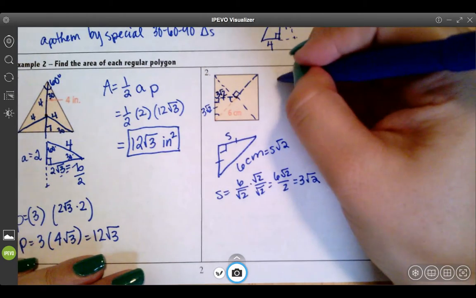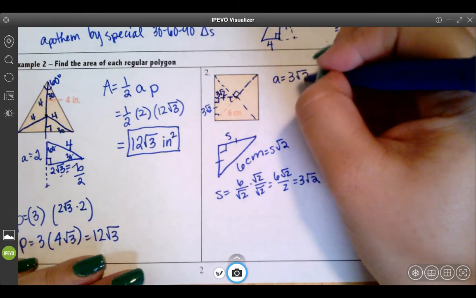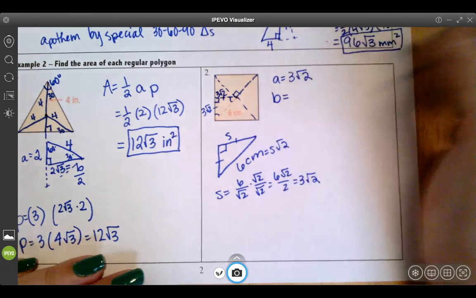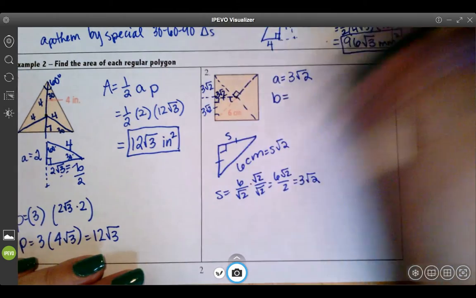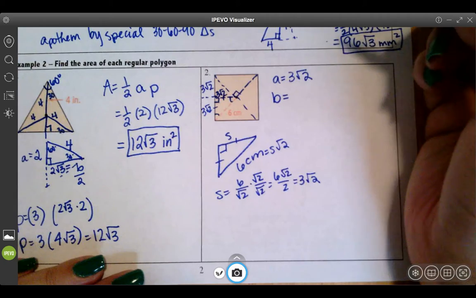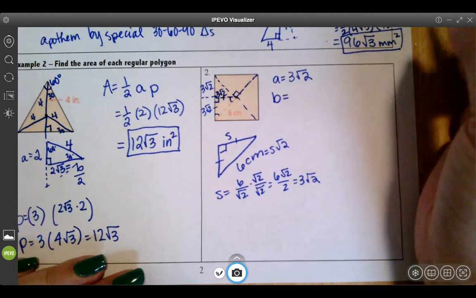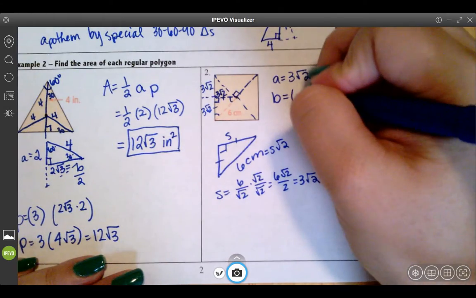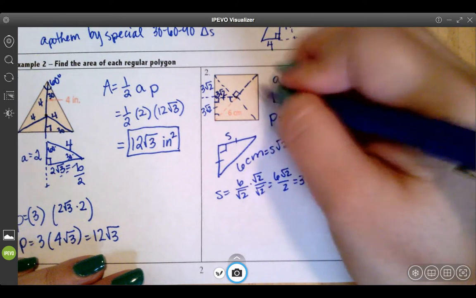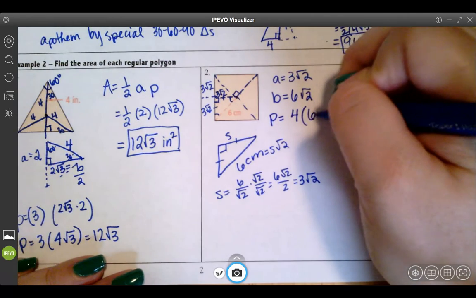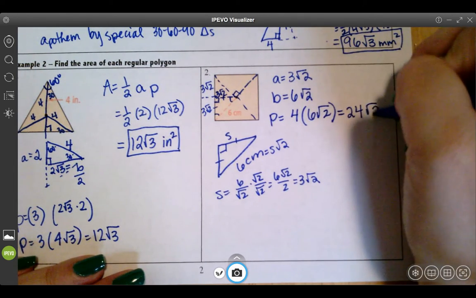So my apothem, the one inside of my polygon, is 3 root 2. My base is 3 root 2 plus 3 root 2. Notice every time I'm creating this little triangle made by the central angle and the apothem, it's only giving me half of the base. So the base is 6 root 2. The perimeter, there are 4 sides. Each side is 6 root 2, giving us 24 root 2 as the perimeter.